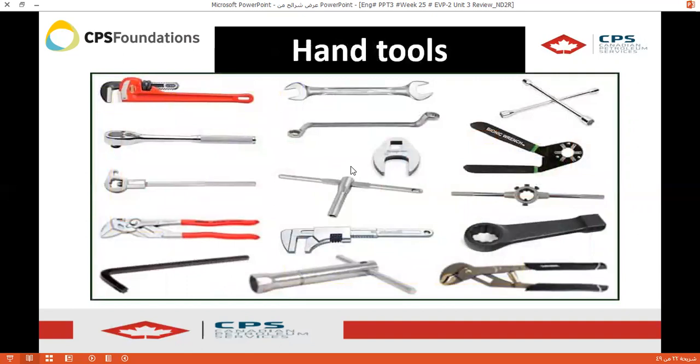These are called hand tools. They are tools that people use like pliers and maybe cutters, hand saws. All of these are called hand tools, tools that electricians use. They are called hand tools. They are used by hand. That's why they are called hand tools.